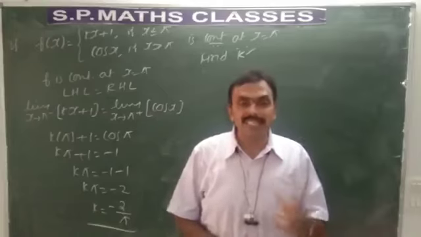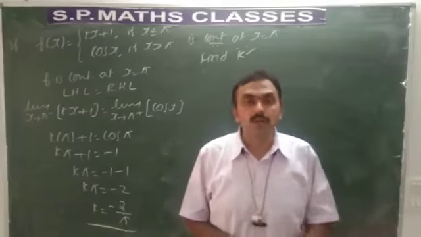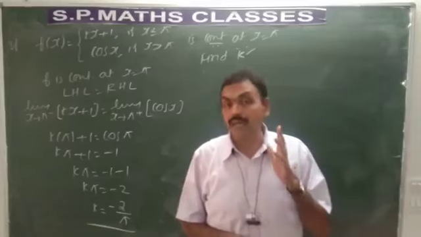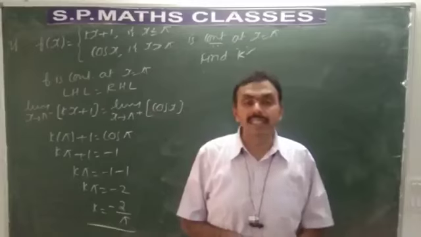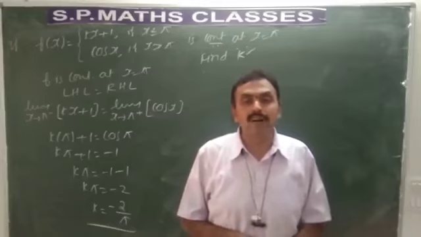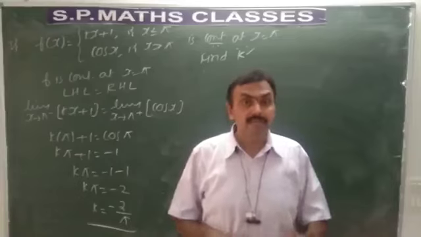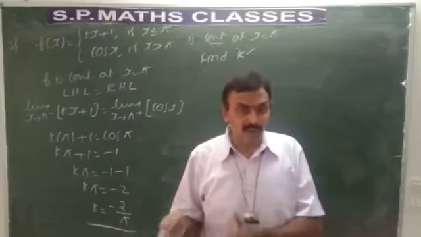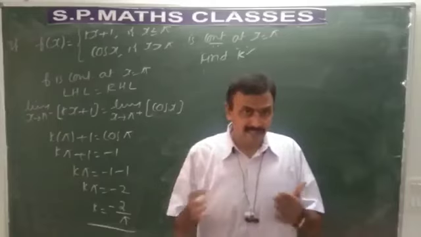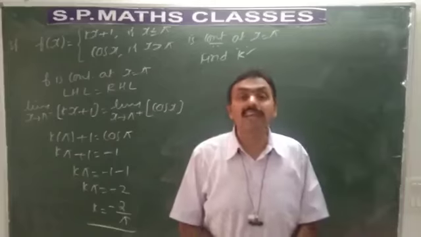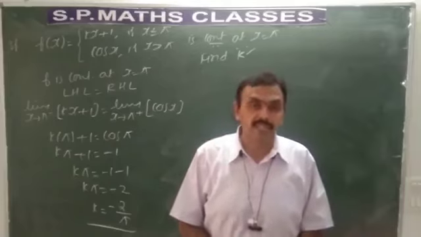So if you concentrate on these type of problems, you should know the definition of continuity and discontinuity. Remember, a function is said to be continuous if limit as x tends to a, f of x is equal to f of a. Function is said to be discontinuous if left hand limit is not equal to right hand limit, and even if left hand limit is equal to right hand limit, if it is not equal to f of a, then it is said to be discontinuous at x is equal to a.